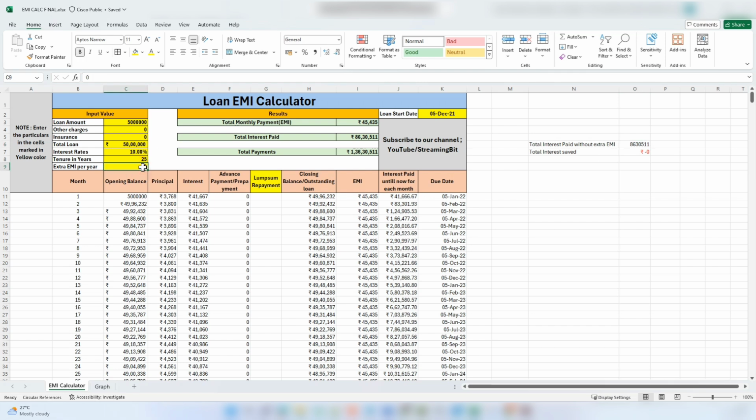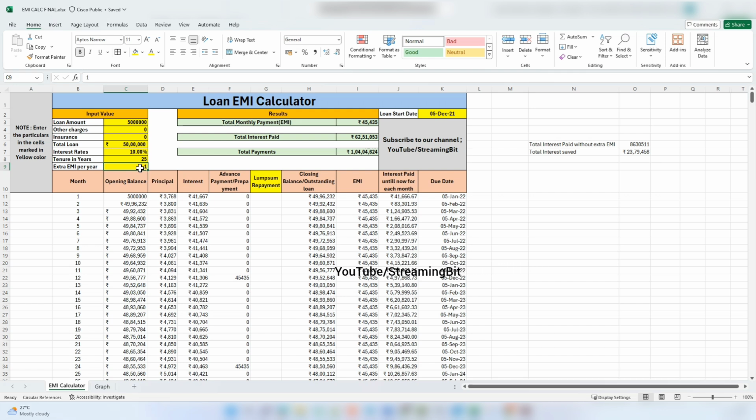And suppose you're paying one EMI per year extra. Let me enter one in that case. Here you can see the total interest paid in such a case would be 62 lakh 51,053 rupees. That will save you around 23 lakhs. 23 lakhs 79,458 rupees would be saved if you pay just one EMI per year extra.